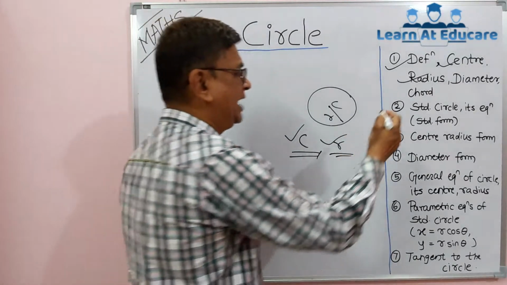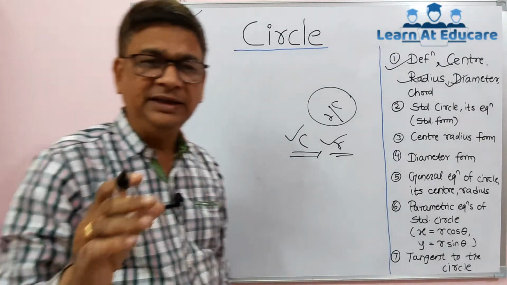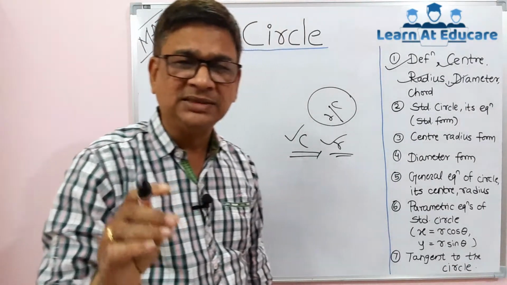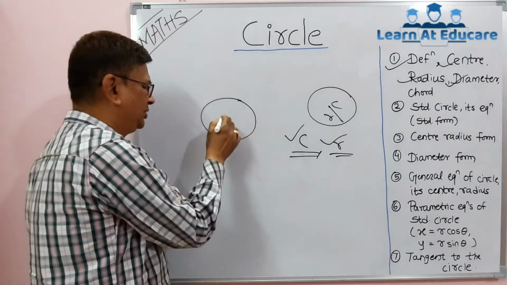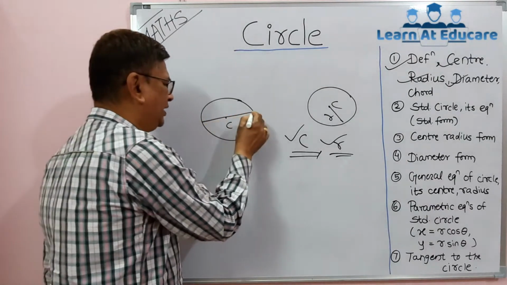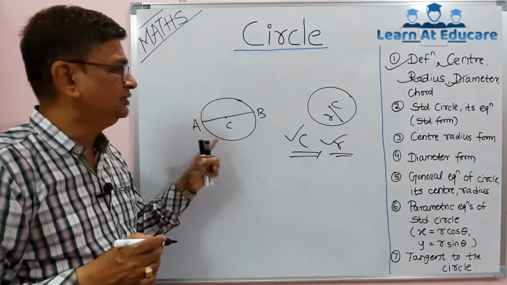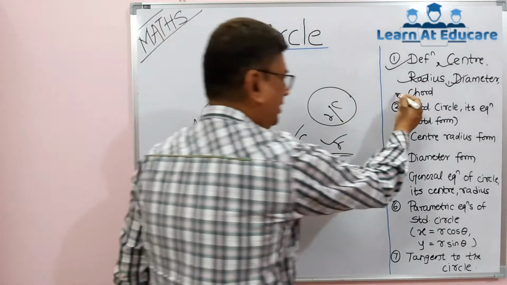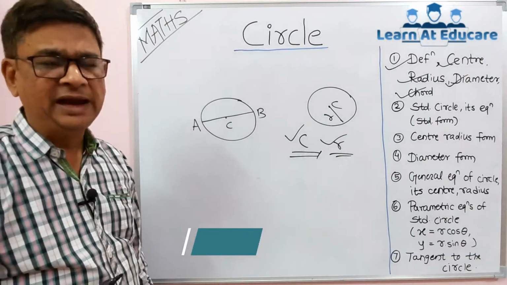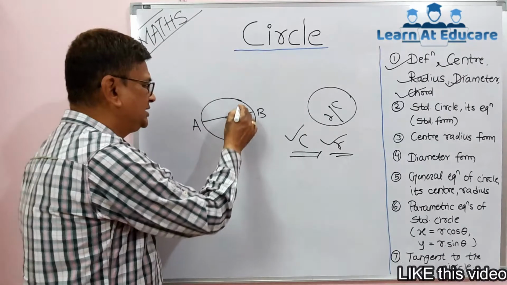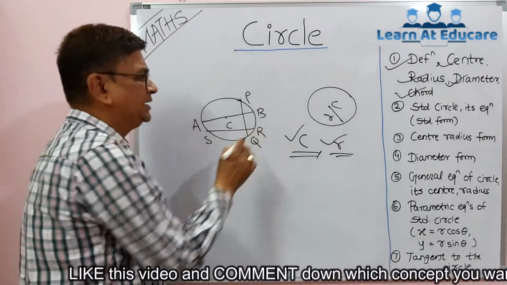Do you know the diameter of a circle is double the radius, and a diameter is any chord that passes through the center of the circle, something like this. So for example, this is the center of the circle C, and this chord AB passing through the center is the diameter. What is meant by a chord of a circle? A chord of a circle is the line segment joining any 2 points on the circle. For example, this is chord PQ, this is chord SR, and so on.